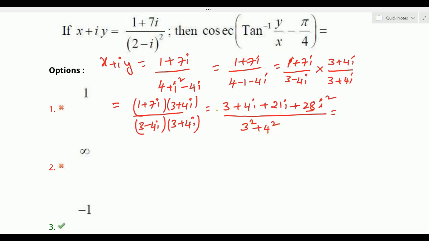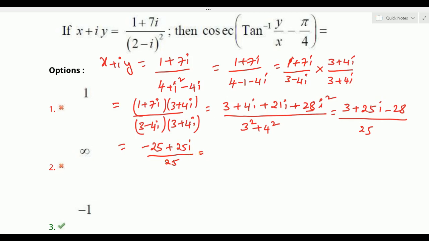Therefore this result: 3 plus 21i plus 4i is 25i, with minus 28, 28 minus 28 ఎందుకైంది i square అంటే -1 కాబట్టి. Denominator 3 square plus 4 square, 9 plus 16, 25. ఇలా మినిమైజ్ చేయండి క్యాలిక్యులేషన్. So what is the numerator? 3 minus 28 అంటే minus 25, that is real part, plus 25i imaginary part, by 25 as it is.